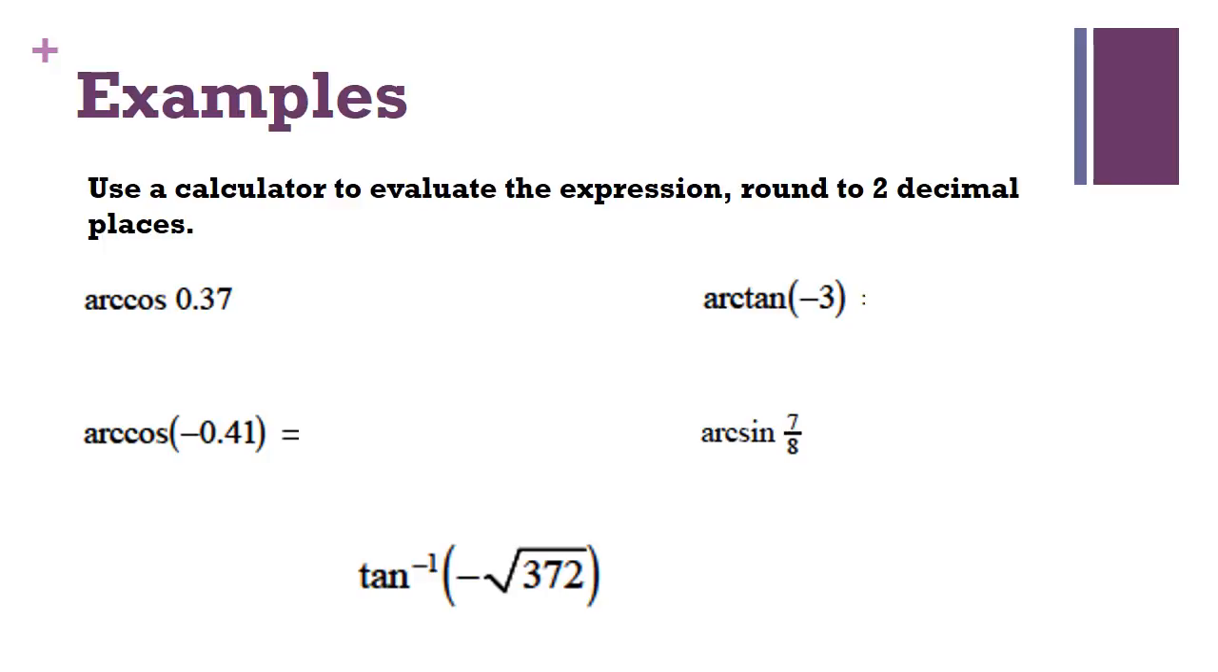Calculator to evaluate the expression. This is where you can use the second button. So you're going to do second cosine 0.37. These, I do believe, are in radians, so you do need to make sure you're in the right mode first. Pause the recording, give this a try, and resume to check your answer.